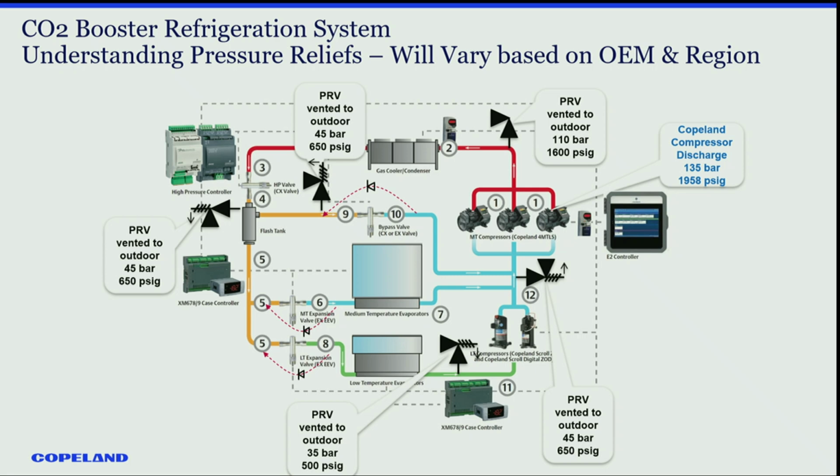But there's pressure reliefs anywhere from 1,600, 110 bar to 120 bar on the high side. Like I already mentioned, 650 on the medium temp side these days, and all of these pressure reliefs are vented to the atmosphere, as you guys probably already know, except for the compressors. But in Canada, all these compressor pressure reliefs that are on there, even though they're 135 or 140 bar, they're all being manifolded and in pressure relief to the outdoors as well.